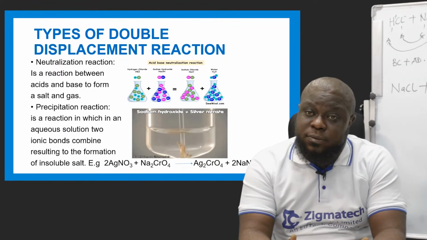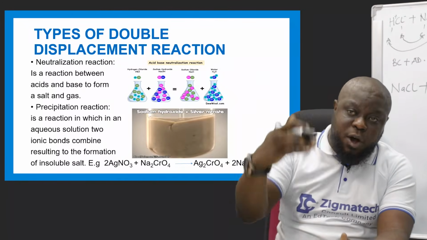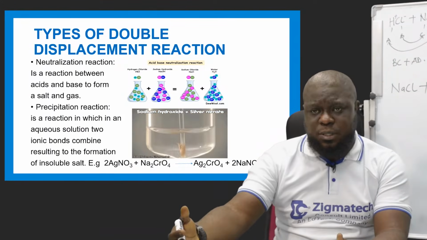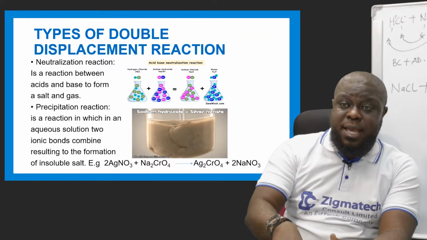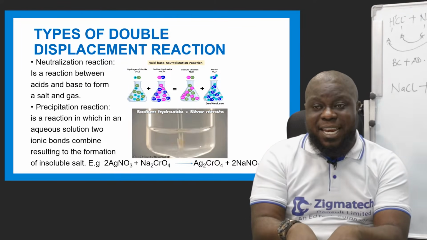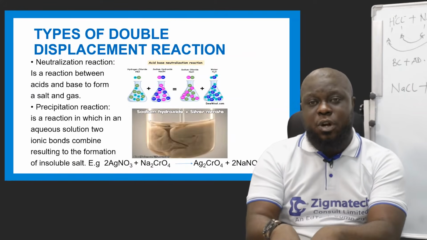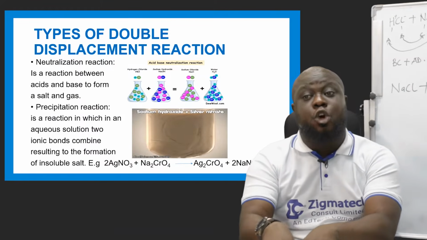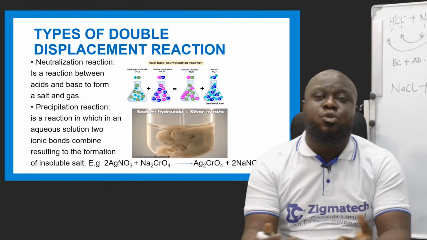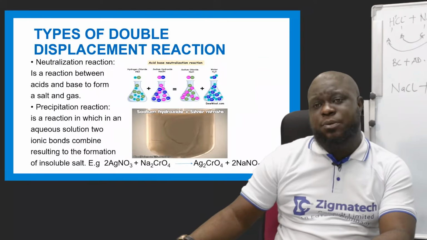It will not dissolve. While in the first one, the acid dissolves in the base to form salt and water. But in this one, the ionic compounds will combine to form a salt that is insoluble. The first one formed the salt that is soluble. The second one will form a salt that is insoluble. So these are the two types of double displacement reaction.